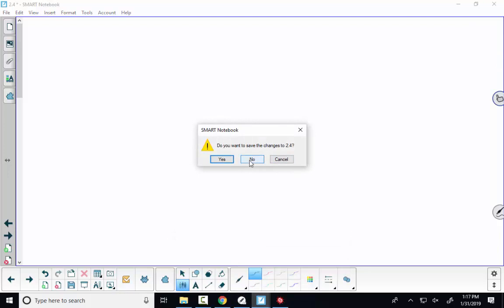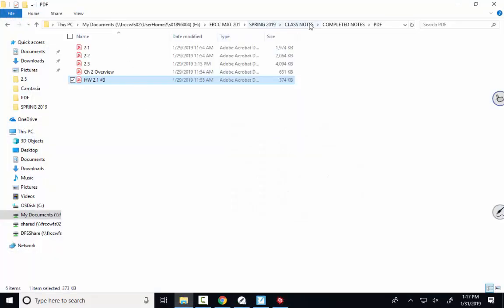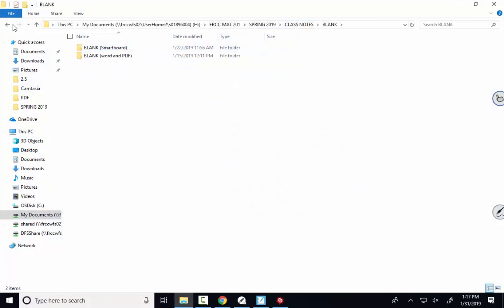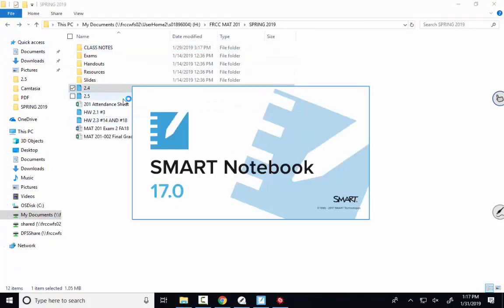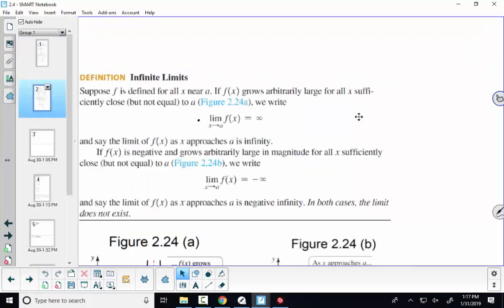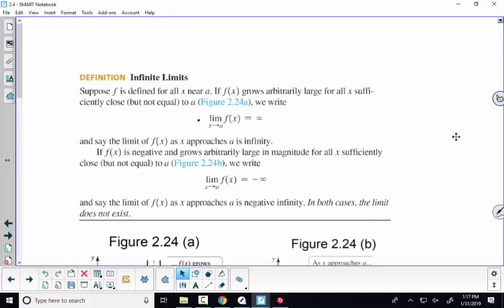Try to reopen this. Okay. So do y'all have that definition in your printout?